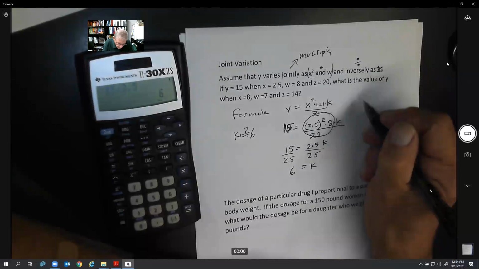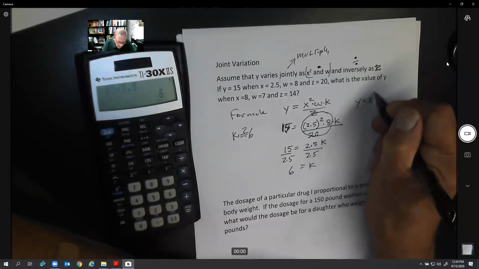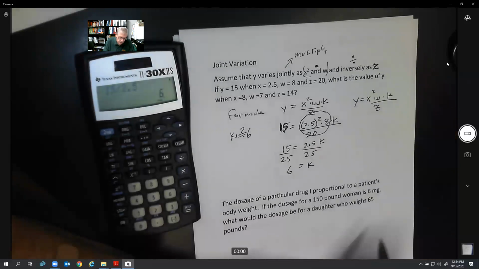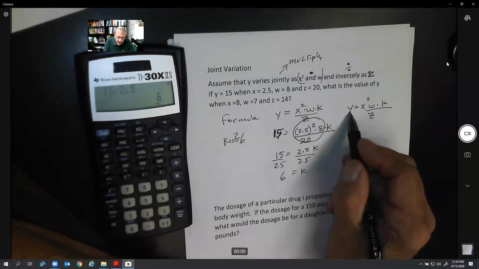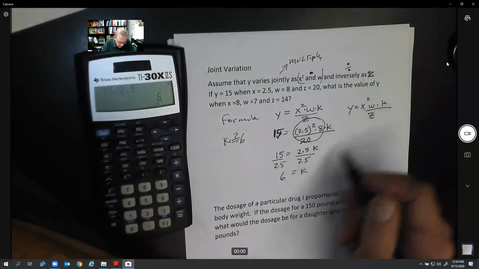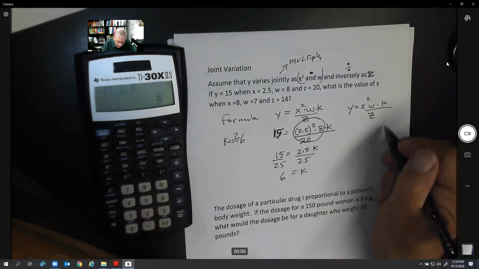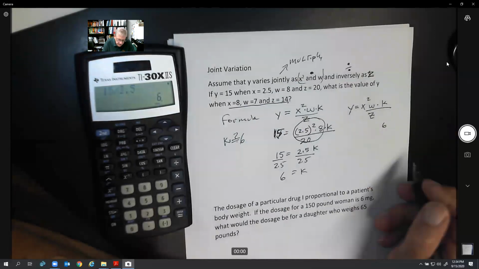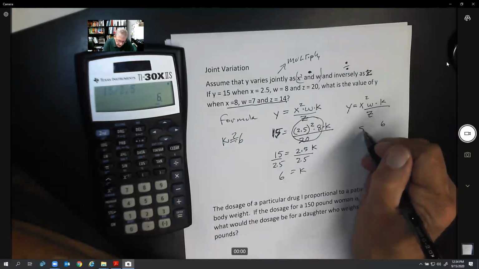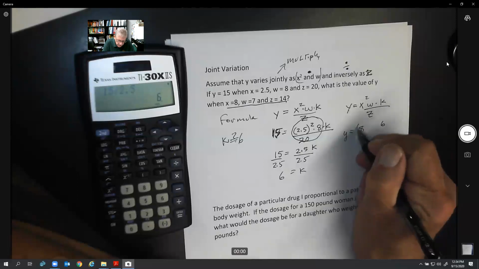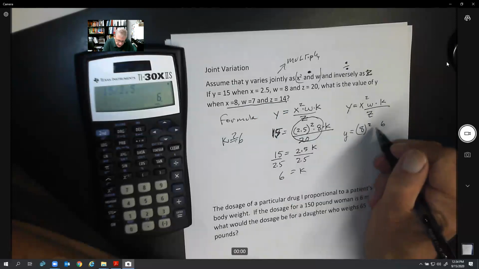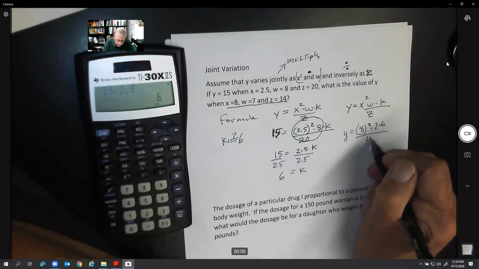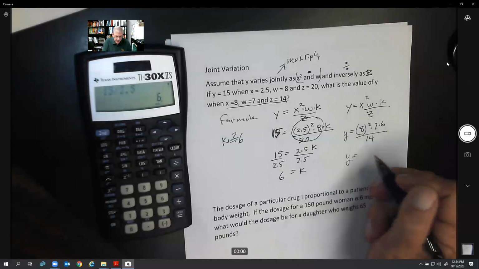Now we're going to start off with our formula again. And this time we're looking for Y. And to find Y, we're going to substitute everything we know. Well, we just figured out K is 6, but we have some new numbers here we got to put in. So this would be Y equals 8 squared. And W is now 7. And Z is now 14. And now we can find it.